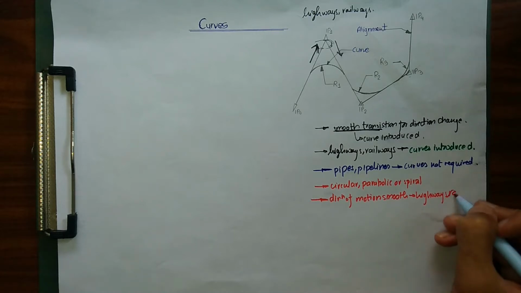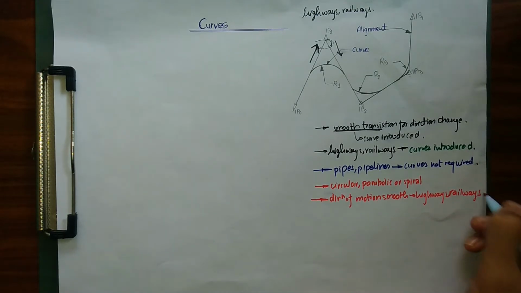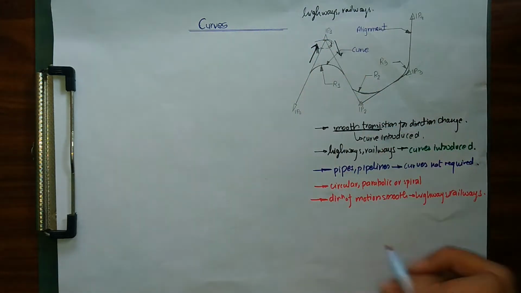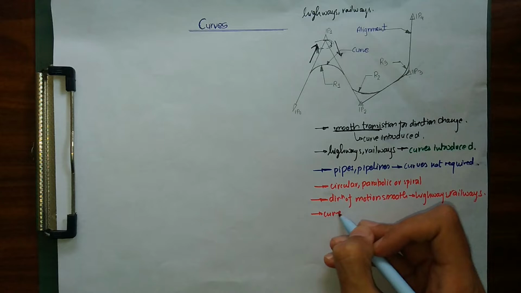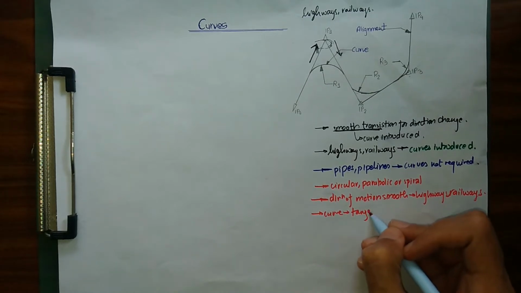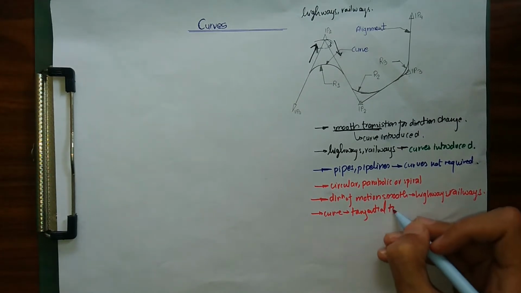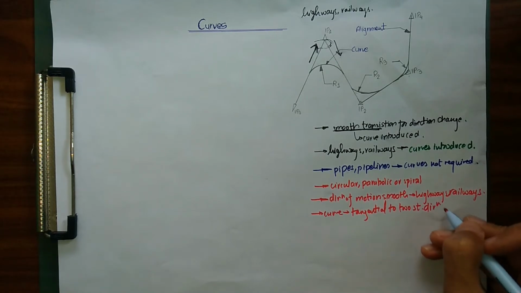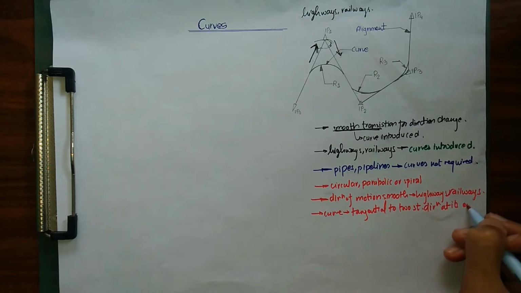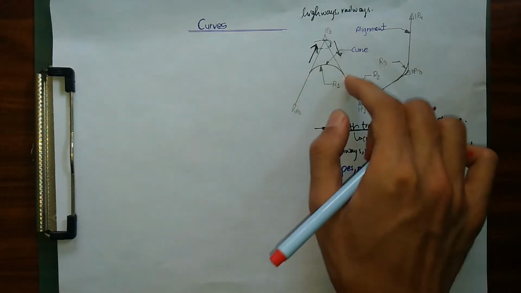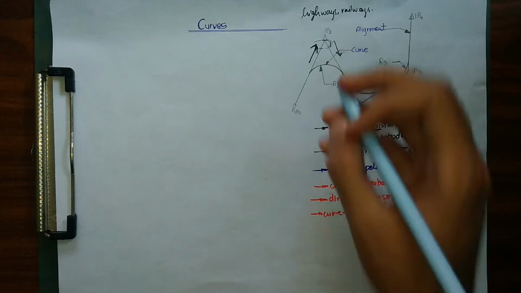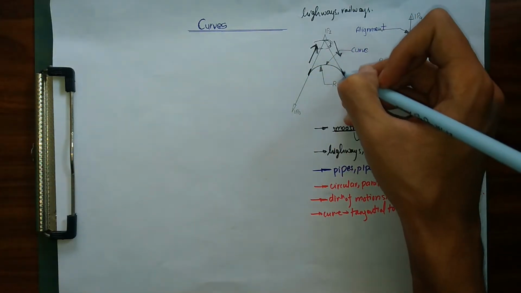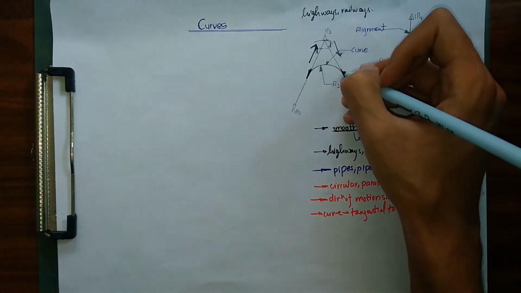As you can see here, our curve is always tangential to straight direction. Our curve is always tangential to two straight directions at its end, which is our alignment. So our curve is always tangential to its alignment at its end.